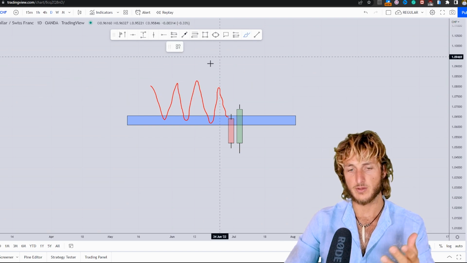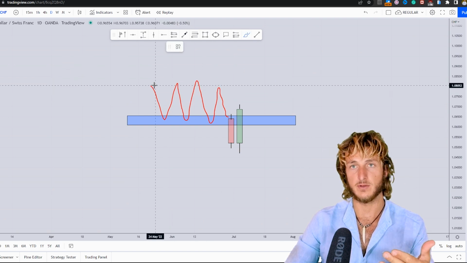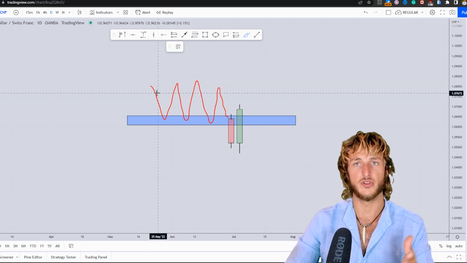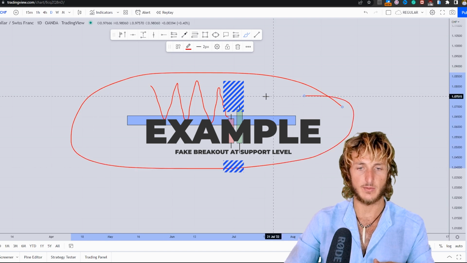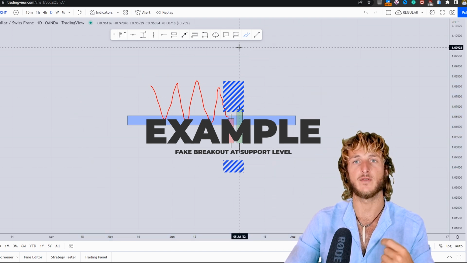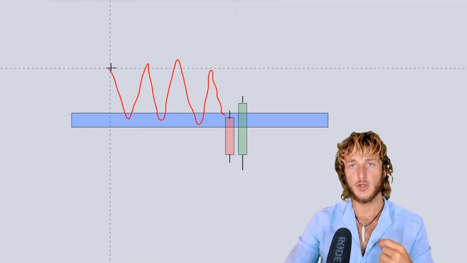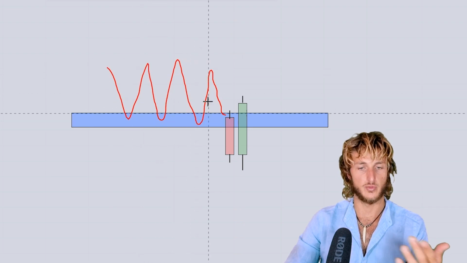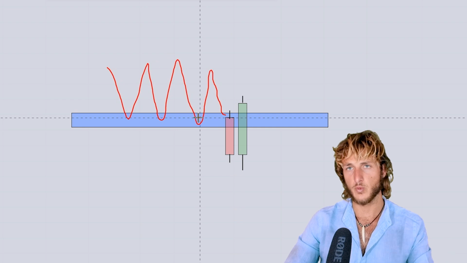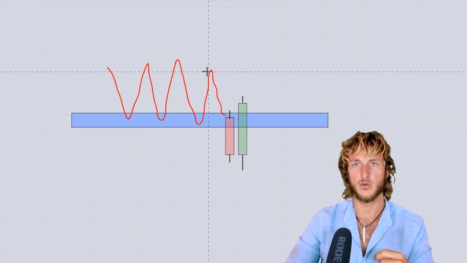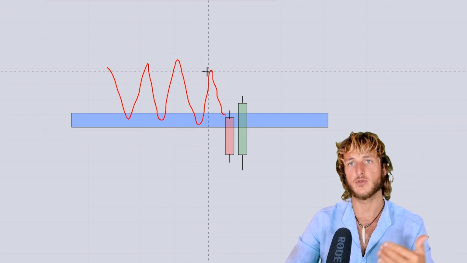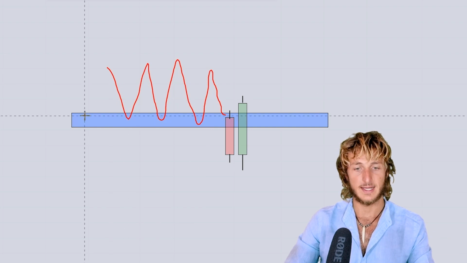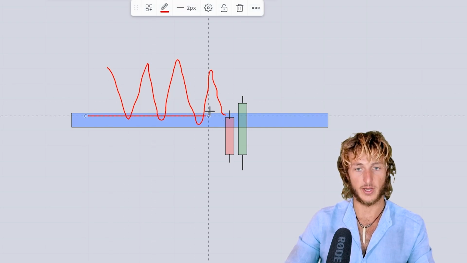Now, fake breakouts are when you have a level of support or resistance, doesn't really matter, that has been tested multiple times. So let's take, for example, a fake breakout of a support level. In order to be strong support, you need to have multiple tests of that support level. Or if it is a weaker support zone, it can be even only one test of support. So let's say, for example, a previous low that defines the support area.